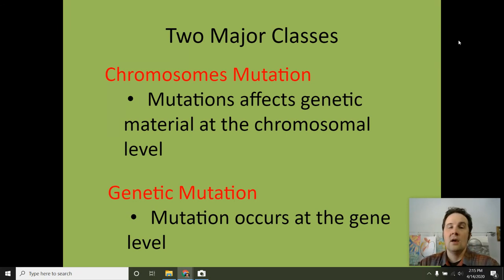The other major type of mutation is what we call a genetic mutation. This means we are changing letters in a sentence. We are not making these dramatic changes like a chromosome mutation. We're simply changing letters in a sentence. They can still have some profound effects, but it's a much smaller change. So we're going to start off with genetic mutations, and then we're going to talk about chromosome mutations.